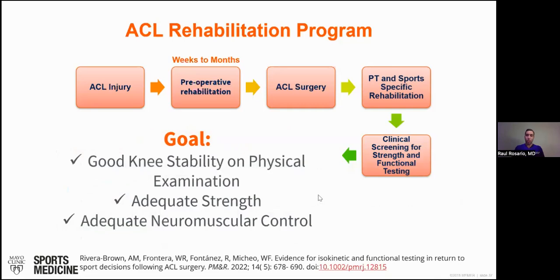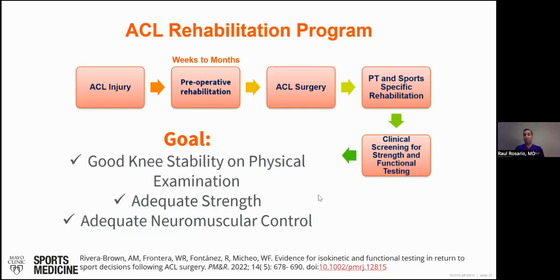So there's some clinical screening for strength and functional testing. So the patient is doing all this strengthening. Before, they used a time frame, like, hey, you have been doing it for 6 months, 9 months, or whatever, you're good to go. Now we're doing more of an objective kind of approach. And in the physical examination, I want to see, number one, good knee stability, adequate strength, and adequate neuromuscular control before we decide to take these kind of objective measures.